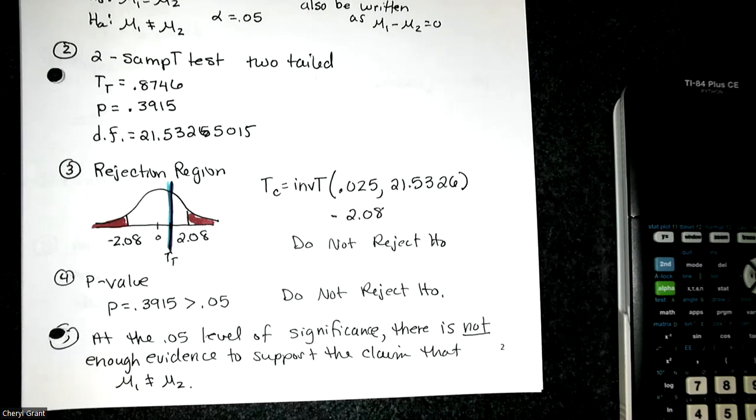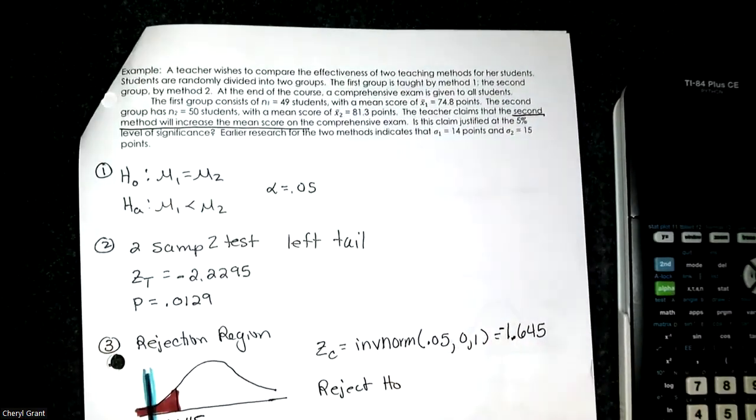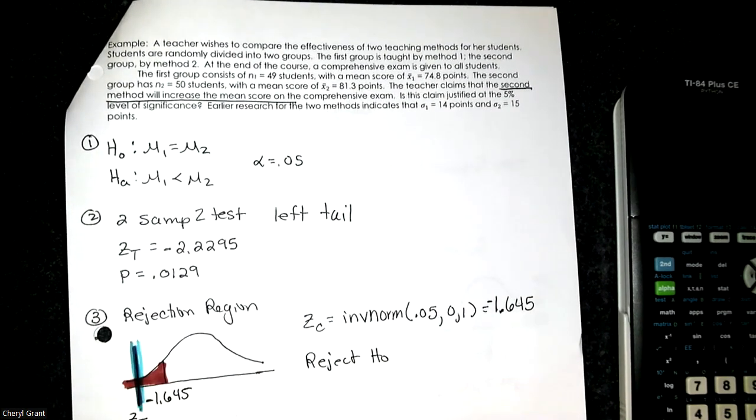All right, here's a Z. I believe this is the example I use in the lesson for 10.2. Okay, it says, a teacher wishes to compare the effectiveness of 2 teaching methods for her students, and students are randomly divided into 2 groups. The first group is taught by method 1, the second group by method 2. At the end of the course, a comprehensive exam is given to all students. The first group, and it goes on to list all the information, the sample size and the sample mean and everything.